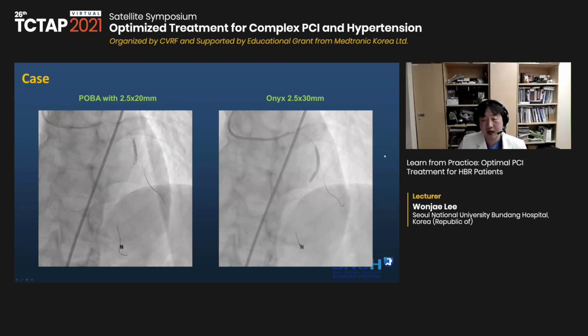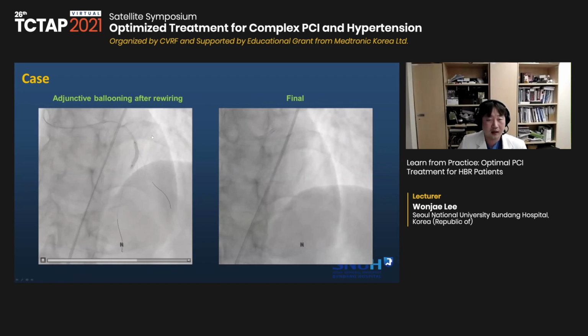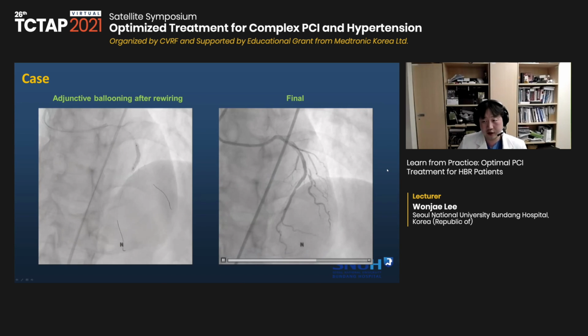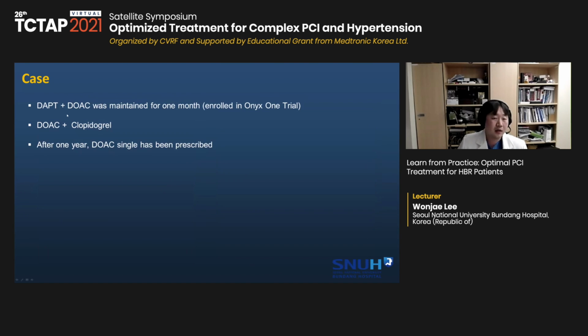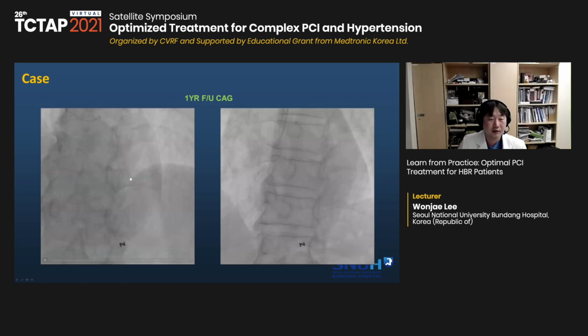Only 2.5 was implemented. Adjunctive balloon after rewiring, and the final result looks pretty good. We did sacrifice some diagonal vessel, but we decided to leave it just like that. So we maintained DAPT for 1 month and enrolled in the Onyx 1 trial. And after 1 month, we dropped aspirin and maintained DOAC and clopidogrel.